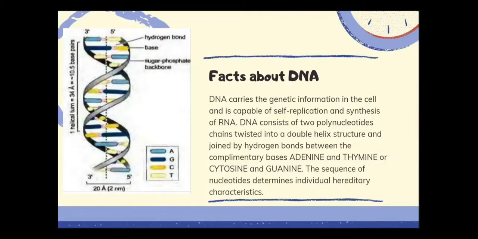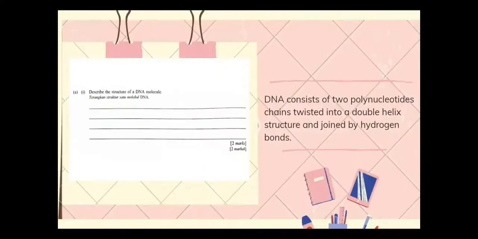So let's move on to the first question. Question A1. Describe the structure of a DNA molecule. The answer is DNA consists of two polynucleotide chains twisted into a double helix structure and joined by hydrogen bonds. Actually, we can gain this answer from the facts that I have given. The next question.